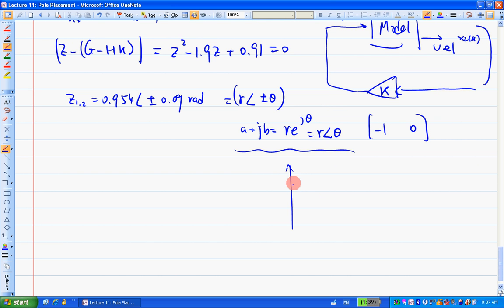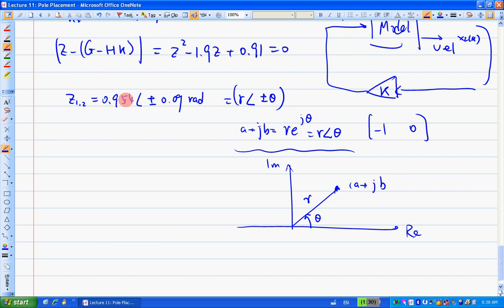So basically, when you're in the complex plane, this is the real axis, this is the imaginary axis, and this is a plus jb. A plus jb, and this is theta here, and this is r here. Okay, so r is the magnitude, theta is the so-called argument. That's where you place the pole.